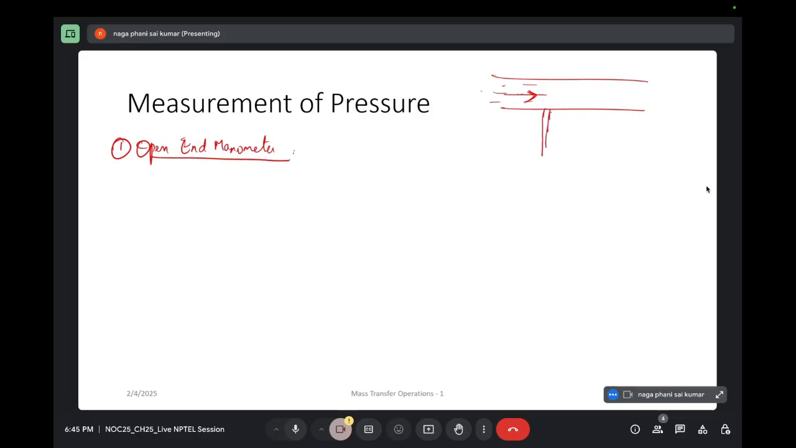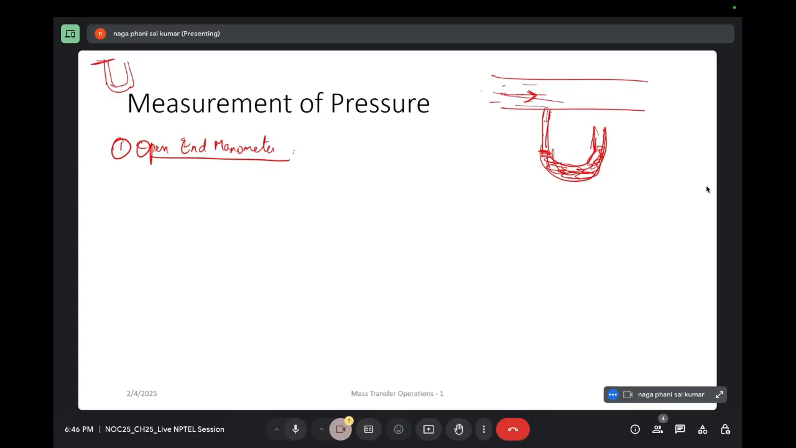A manometer generally has two ends. One end of this manometer will be connected to the pipe and the other end will be open. So it will be of this shape, U shape. This end will be connected to the pipeline, and inside this we have liquids depending upon our requirements. Mostly we'll be using mercury. It will be filled with mercury.